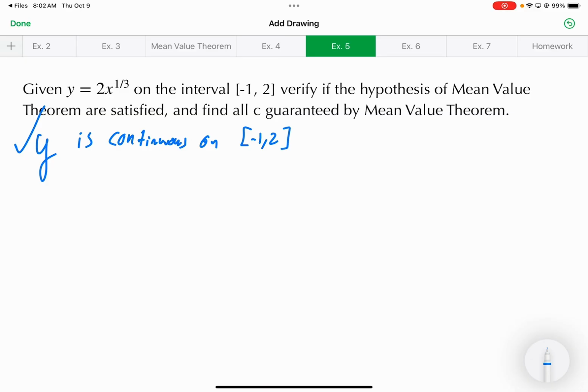Okay? All right. Is y differentiable? No. Why not, Ashley?